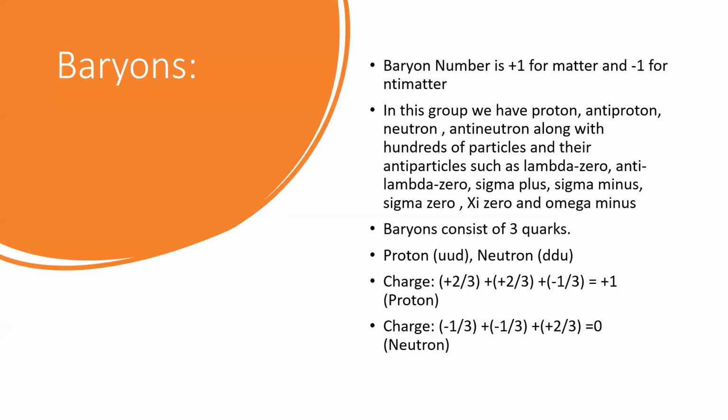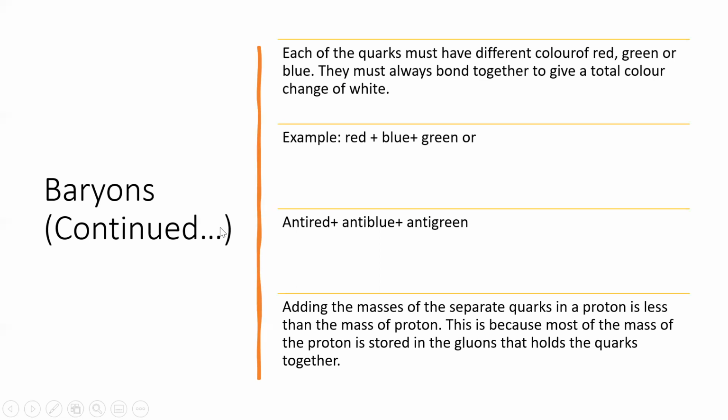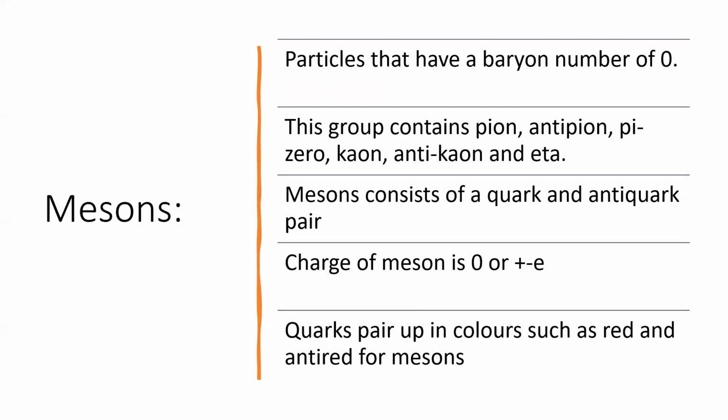Now, before you forget, remember hadrons can be divided into two: baryons and mesons. We have had a look at baryons. Now we will have a look at mesons. Mesons are particles that have a baryon number of 0. So a baryon can have a baryon number of +1. That's the quantum property. And an antibaryon will have -1. But a meson will have a baryon number of 0.